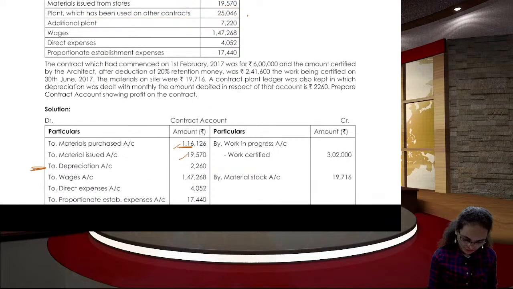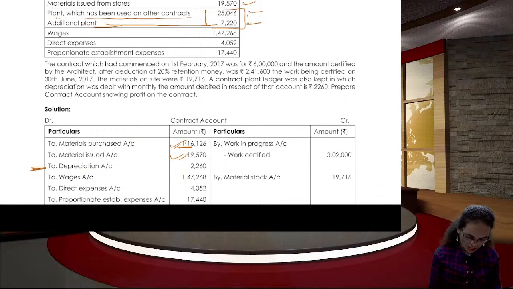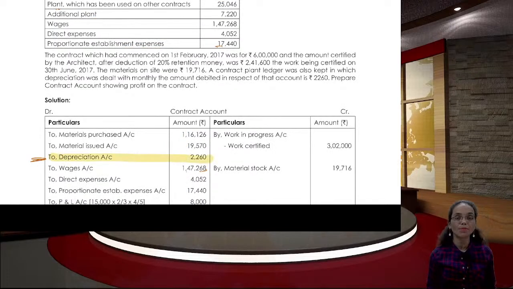Put it aside. So we have taken the opening material and the material purchased, and additional plant is this much. This is the plant purchased. The plant used on other contracts is this one, additional plant is this one, wages this much, 1,47,268 is the wages, you take it. Direct expenses, you take it. Proportionate establishment expenses, you take it. So you have got everything on this side except the depreciation. I'll tell you the depreciation treatment also.